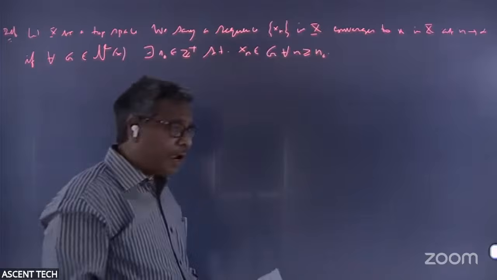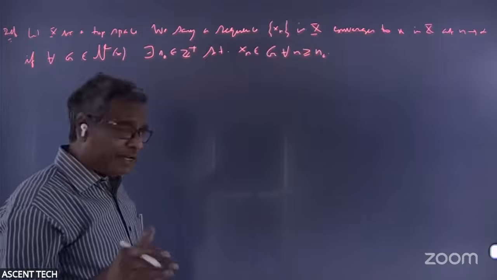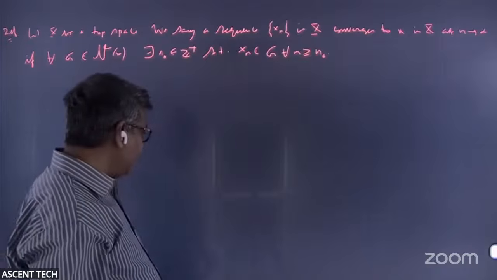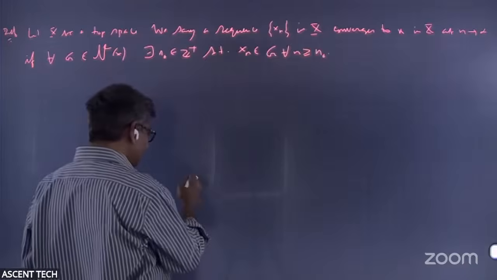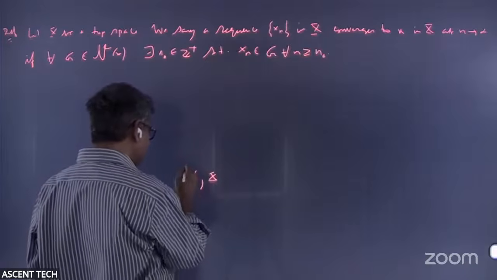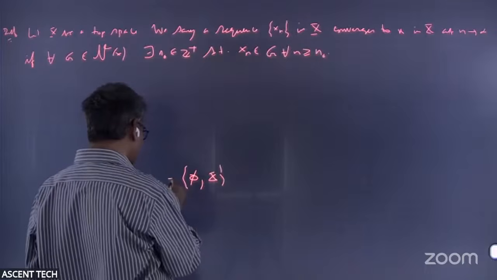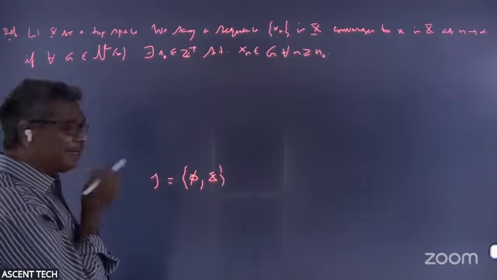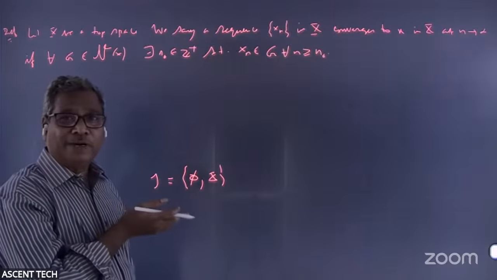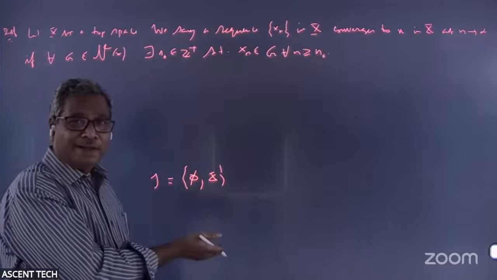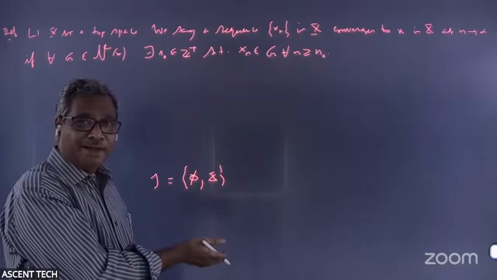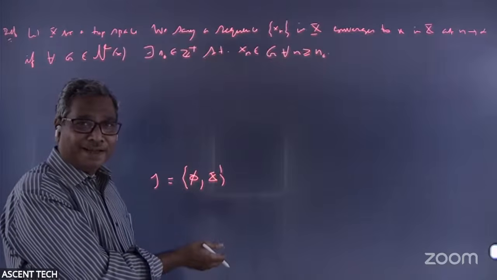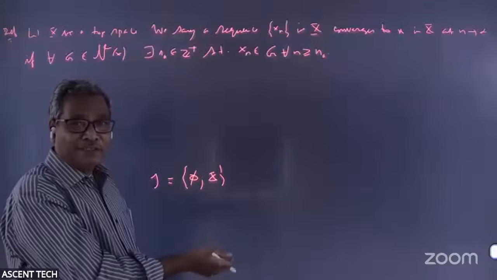You see, this is a very abstract definition, because if you look at the indiscrete topology, I think every sequence converges to every number. Is that clear? Every sequence converges to every number. The limits are unique and all those things were not there.